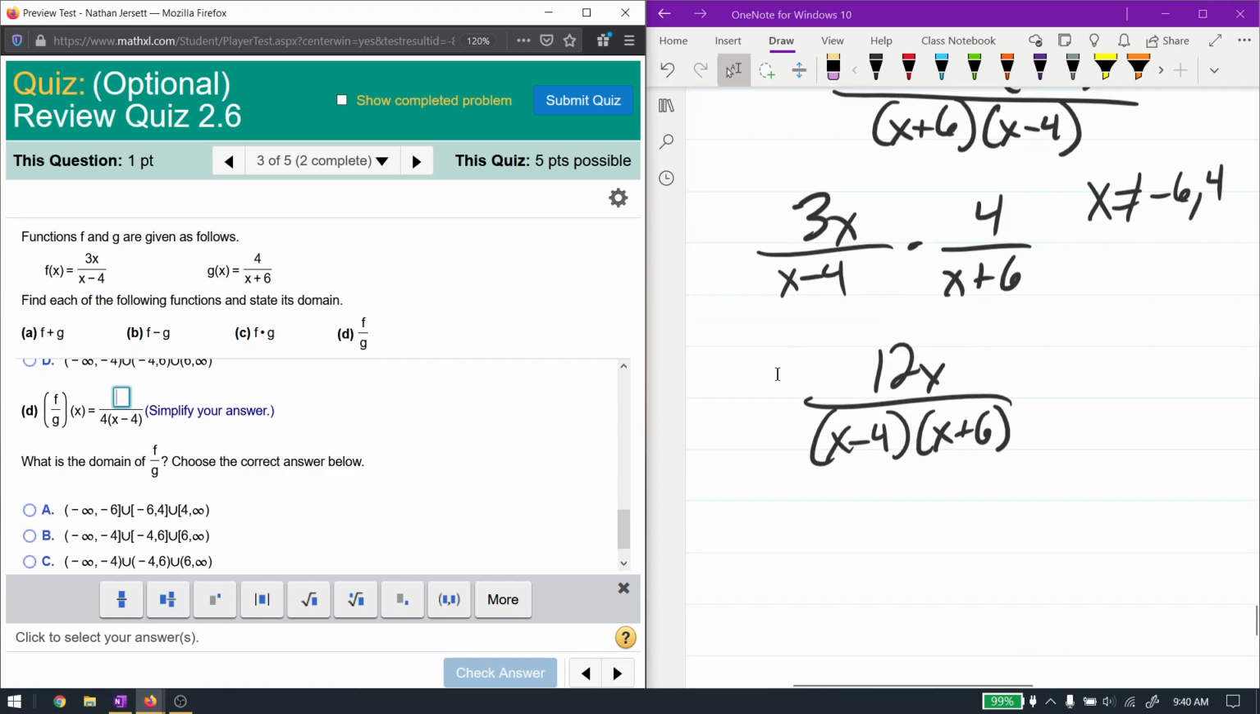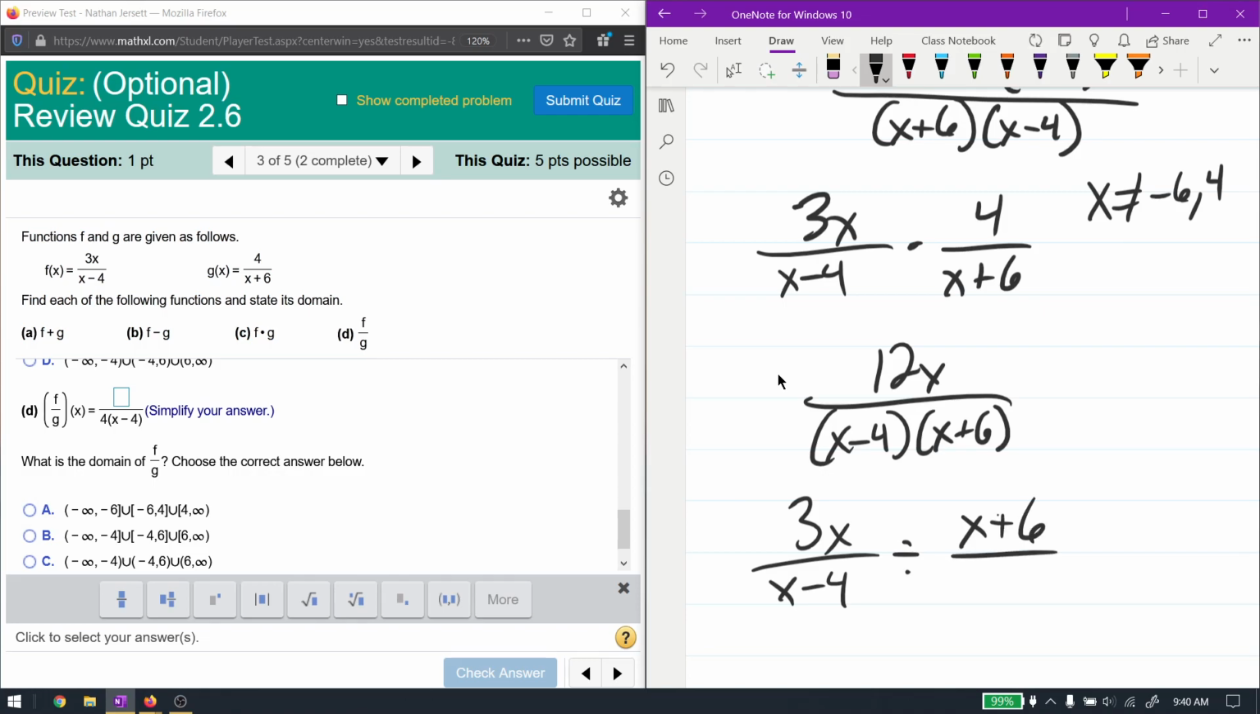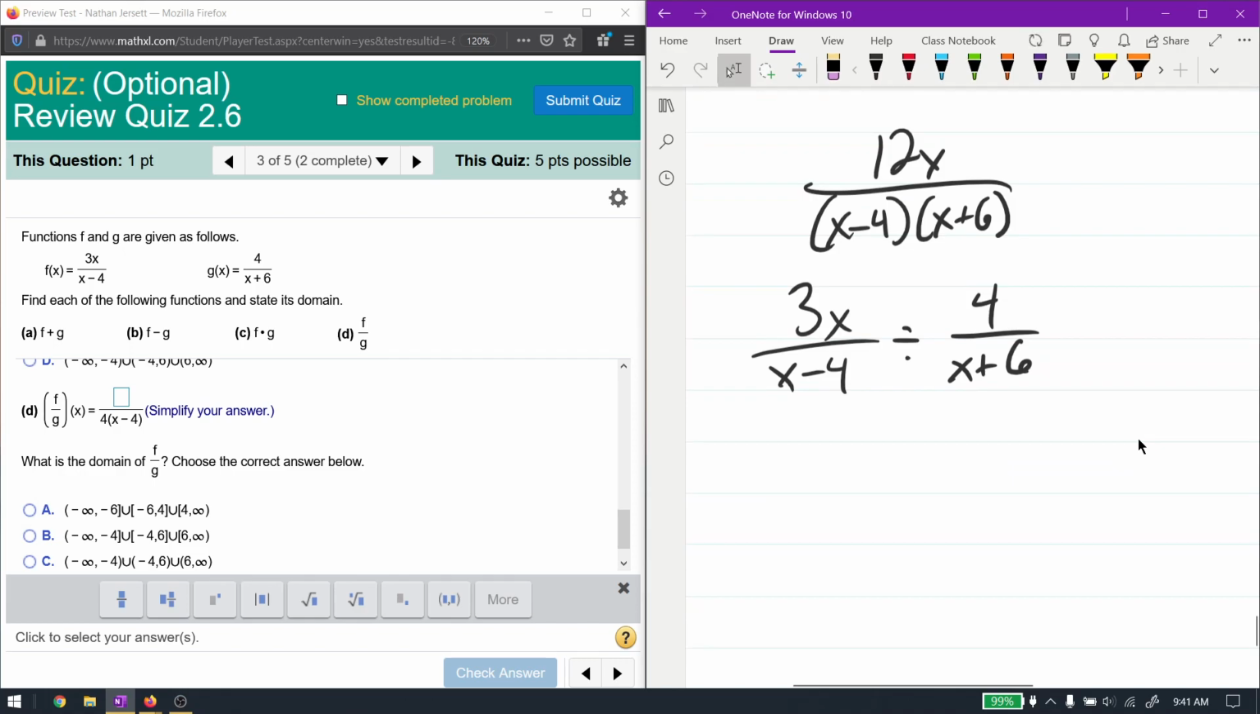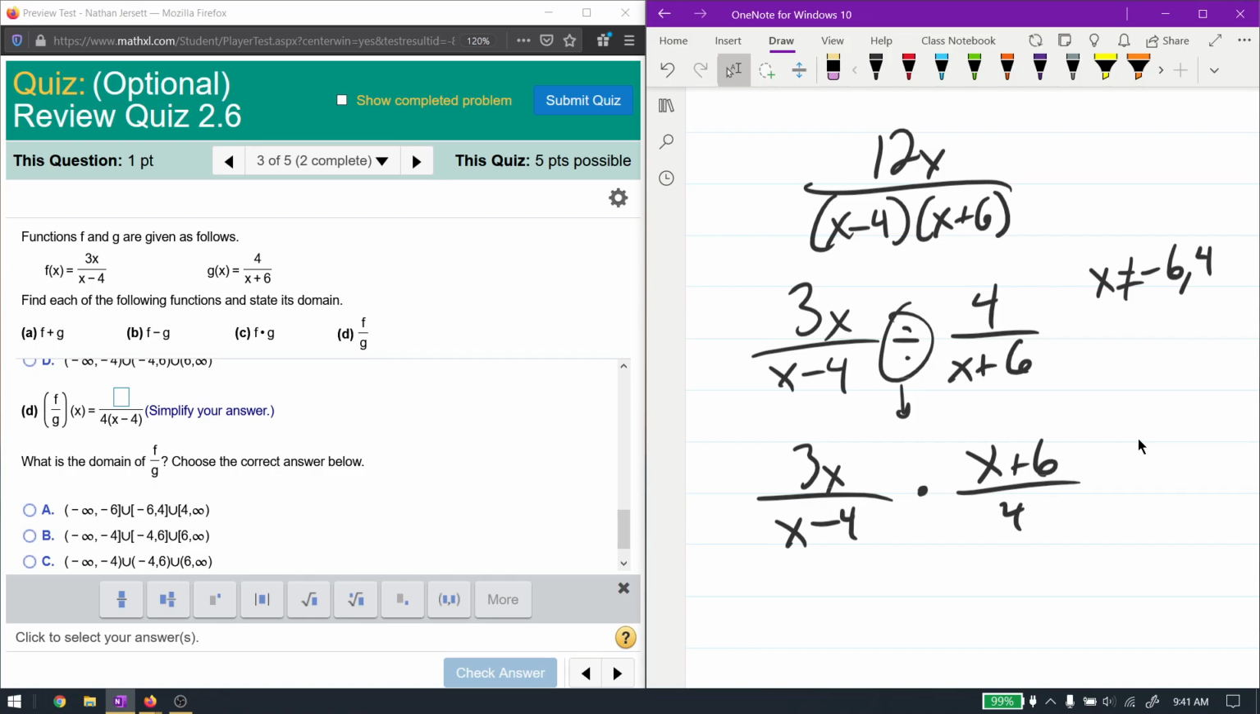And division just says the first thing divided by the second thing, divided by 4 over x plus 6. So in this problem right here, you can see that x cannot equal negative 6 and 4 again. For division, we're going to multiply by the reciprocal instead. So we get 3x over x minus 4 times x plus 6 over 4.